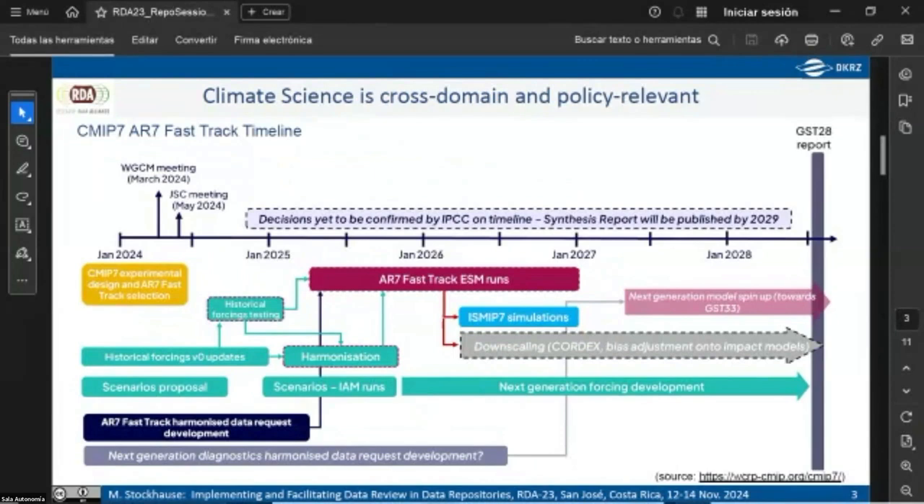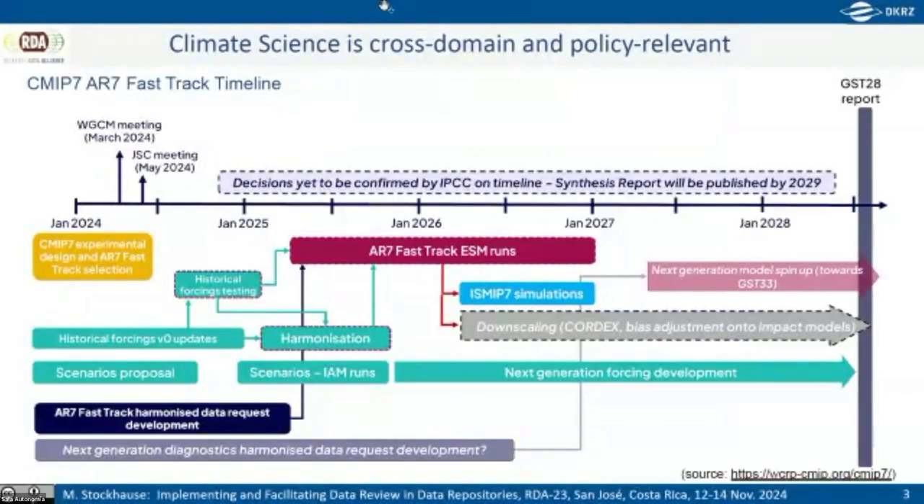So I have 2 introductory slides. The first point I want to make is that climate science is cross-domain. And what you see here is the timeline of the fast track. I won't explain everything, but just point to the green parts, which say scenarios. Scenarios are really related to the political commitments and the economic developments or expectations. So there are a lot of economic experts involved. And this information, the scenarios, feed into the Earth system models, which run the physical climate. So that is more related to physical climate scientists.